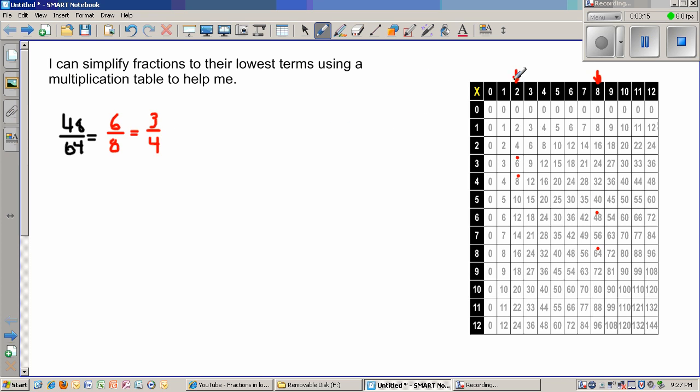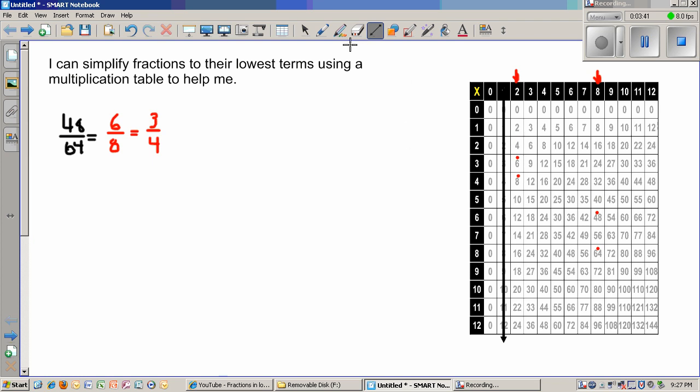Now, some people might say, well, what about 1? I see 6 and 8 in 1. You see 6 and 8 in 1? Well, there's a rule, and that rule is you can't use your 1's column. Okay? So don't look at your 1's column. That's going to be unacceptable. You cannot use that column. So you can use everything else except your 1's column to find common multiples of your numerator and denominator.